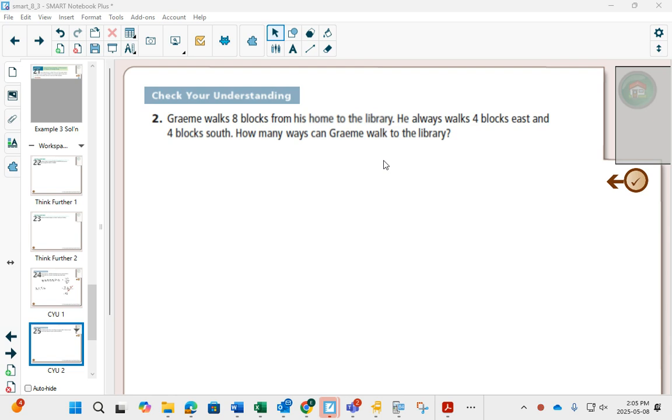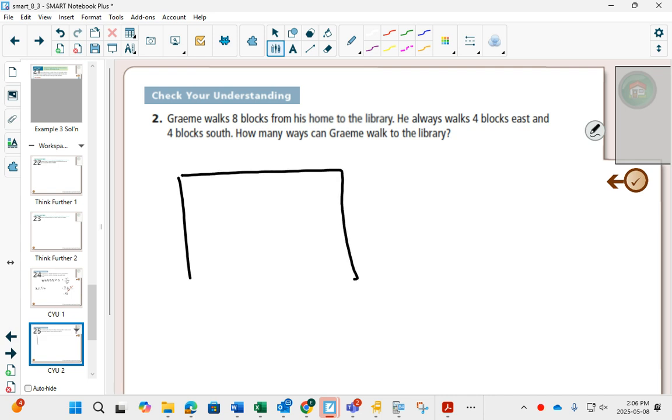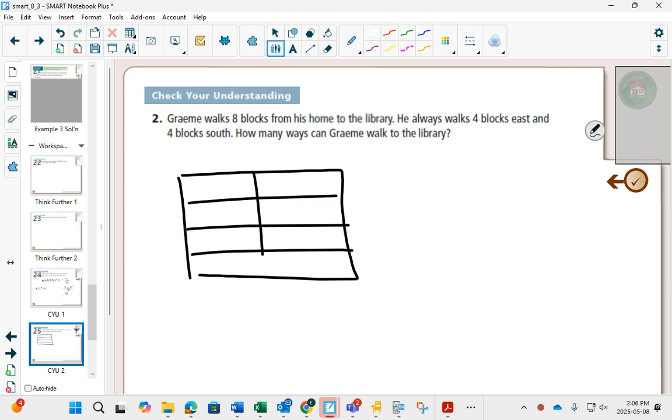Sometimes identical object questions are hard to figure out. So here I'm going to draw the streets out here. 8 blocks, 4 blocks east, 4 blocks south. So I'm going to go and draw a grid. Divide it into 4 this way, divide it into 4 this way.